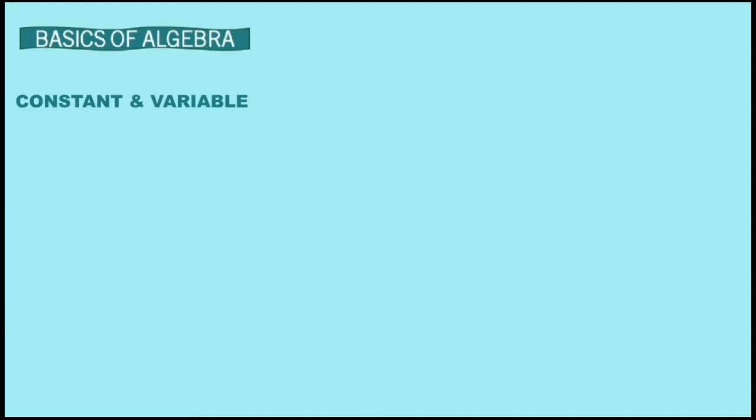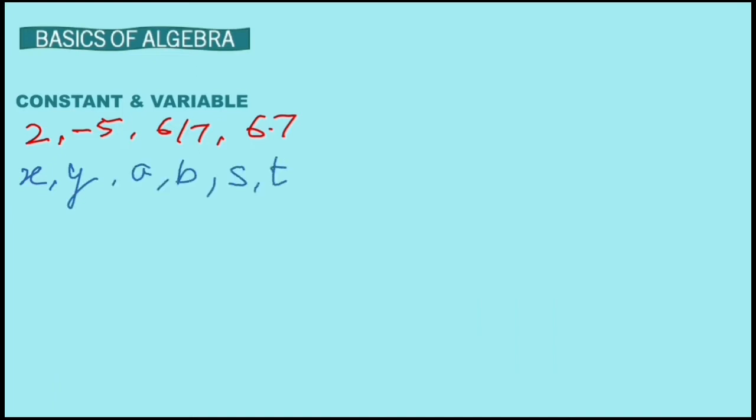So let's start. In order to understand algebra, first we need to know what are constants and variables. As the word suggests, constant means anything whose value remains same. For example, 2, -5, 6 upon 7, 6.7. All these numbers, their values don't change, so they are called constants. Now what are variables? Variables are those whose value is varying, means changing with situation. Variables are normally denoted by alphabetical letters like x, y, z, a, b, c, s, t, etc.